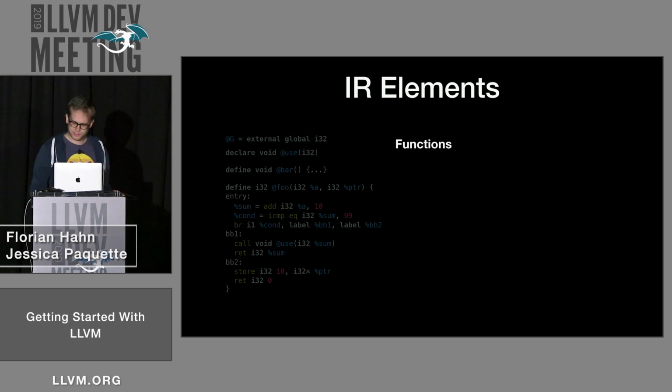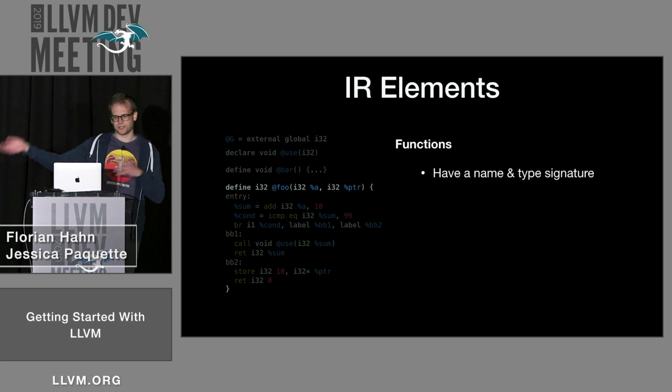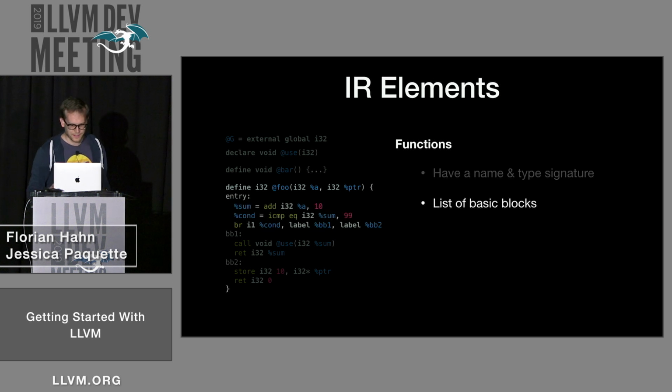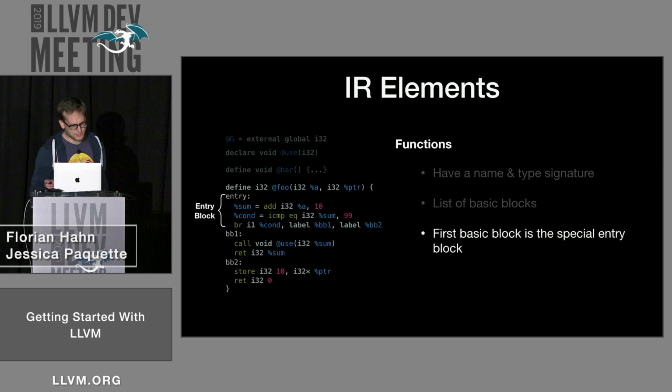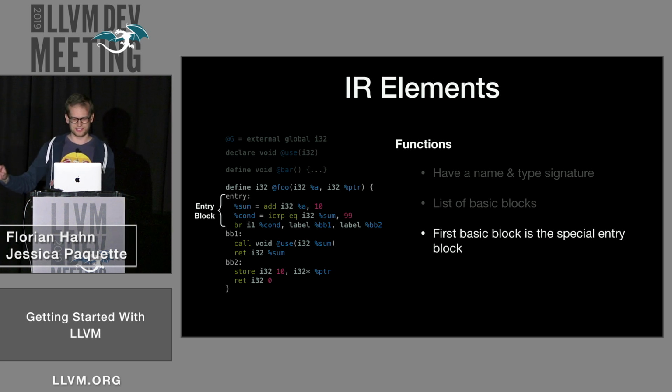And this is where functions come in. They have a name and a type signature. So on the slide, we have a function called foo, which takes two integer arguments and returns an integer. And then it's basically a list of basic blocks. The first basic block in the function is special. We call it the entry block. And when you call a function, then this is where the execution starts.